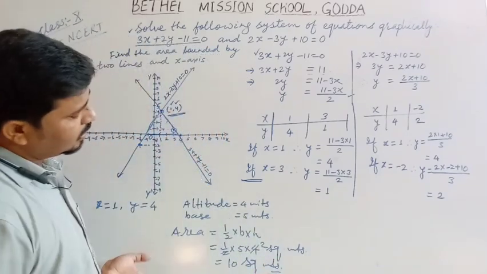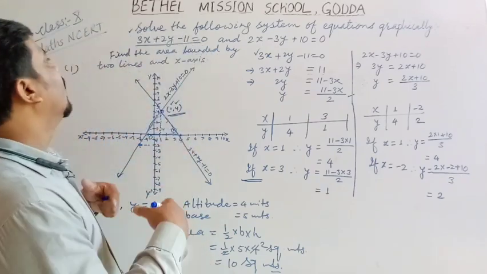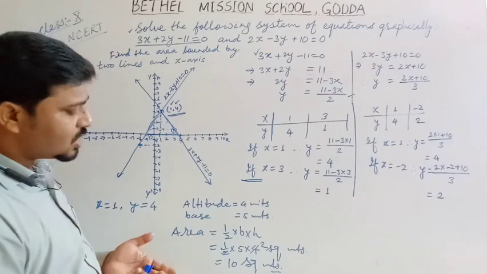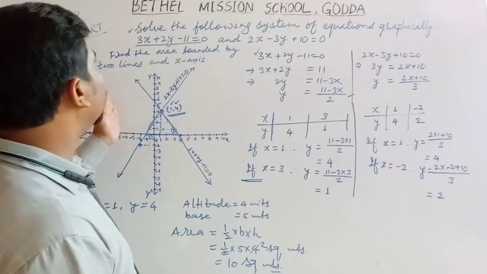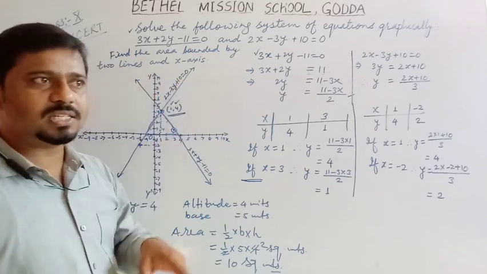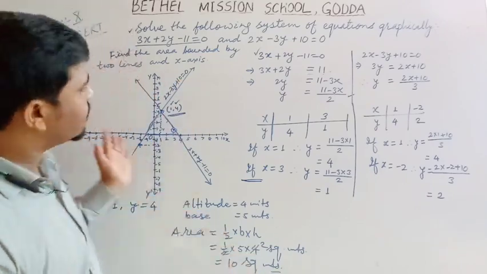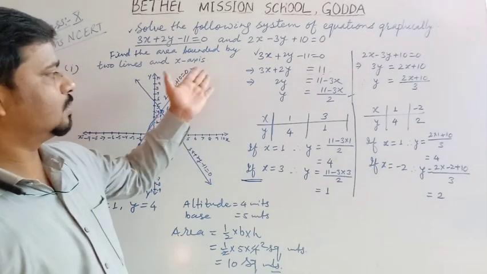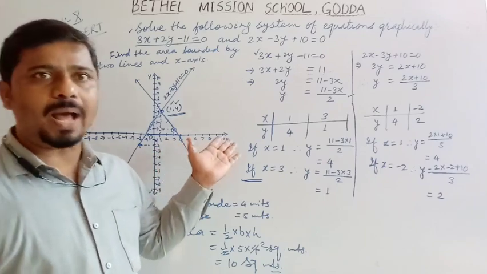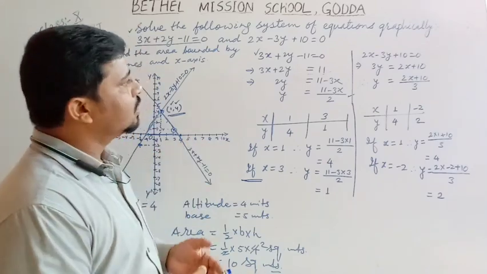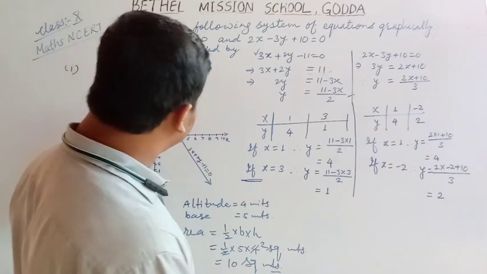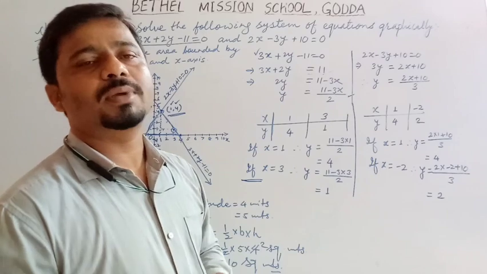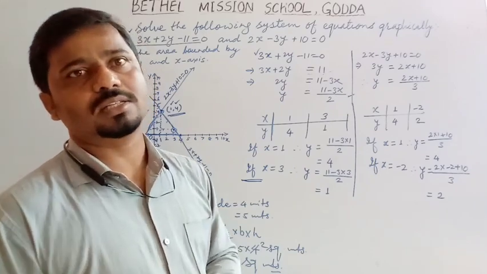So this is the question. Sometimes this will be asked: solve the following equations graphically and shade the region bounded by the 2 lines and the x-axis, or the 2 lines and the y-axis. This type of question you can face. Next, for many solutions and for parallel lines with no solutions, you can solve, and the process is the same. Some more examples and some other methods we will see in the next class. Okay, thank you.